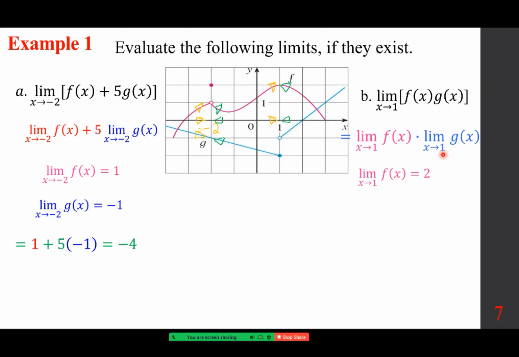Now we're going to do the same thing to g of x, the blue graph. We want to find the limit of g of x as x approaches 1. And we notice, what's going on with this limit? The limit of g of x as x approaches 1 does not exist. Why is that? We are going to look at one-sided limits.